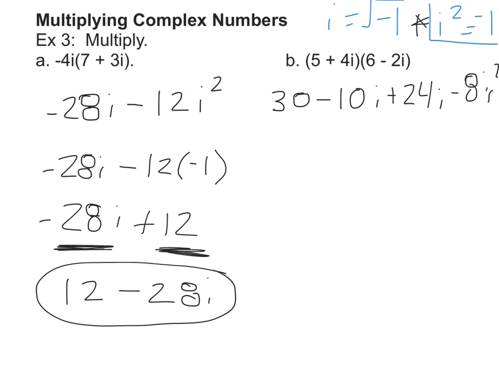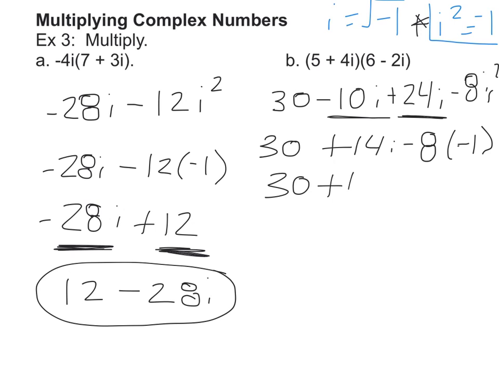Okay, so at this point, I have a couple of i's and I got an i squared. So let's condense some of these. These two, we're going to treat those like terms. So I got -10 and I got +24, so that's going to reduce down to 14i. Treat them just like they're like terms, like radicals, like variables, you name it. -8, and once again, what's i squared? i squared is -1. So now I got 30 plus 14i, -8 times -1, I get +8. Then lastly, 30 plus 8, I get 38 plus 14i.